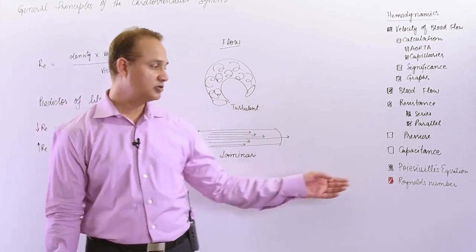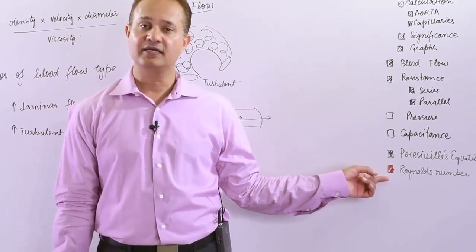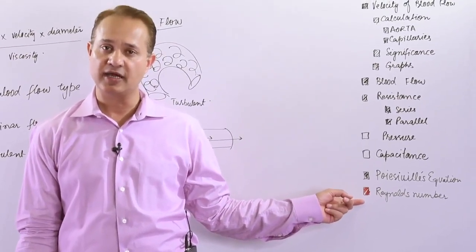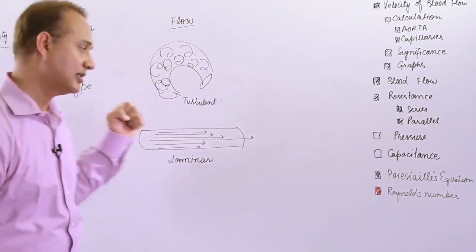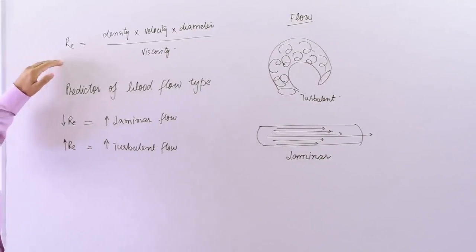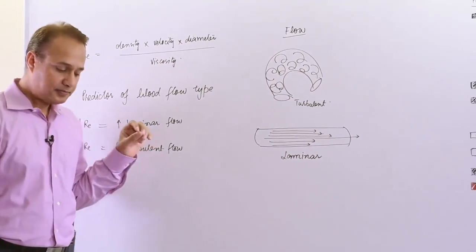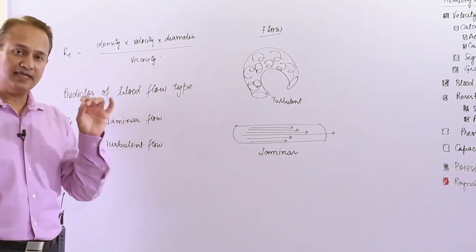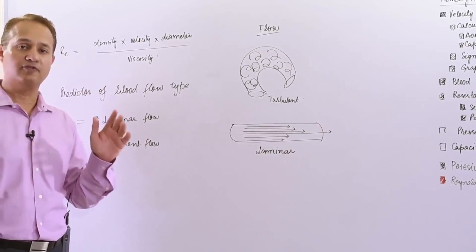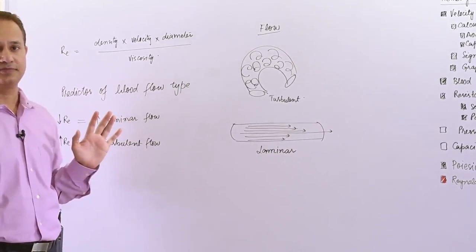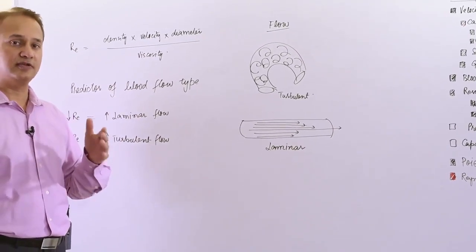The lecture today is about the Reynolds number and the blood flow types, that is laminar and turbulent blood flow types. So let's look at them quickly here. First of all, the definition of the Reynolds number. Reynolds number is the best predictor of the type of the blood flow present in the system. That is the importance of the Reynolds number.